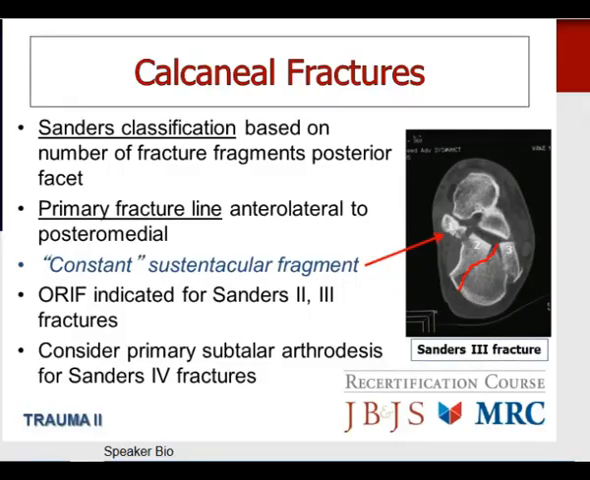The Sanders classification of calcaneal fractures is based on the number of fracture fragments in the posterior facet. This is a Sanders 3 fracture. The primary fracture line, remember, runs from anterolateral to posterior medial. You have the so-called constant sustentacular fragment, under which the FHL tendon runs, and ORIF is indicated for Sanders 2 and 3 fractures. Primary subtalar arthrodesis should be considered for severely comminuted Sanders 4 fractures.